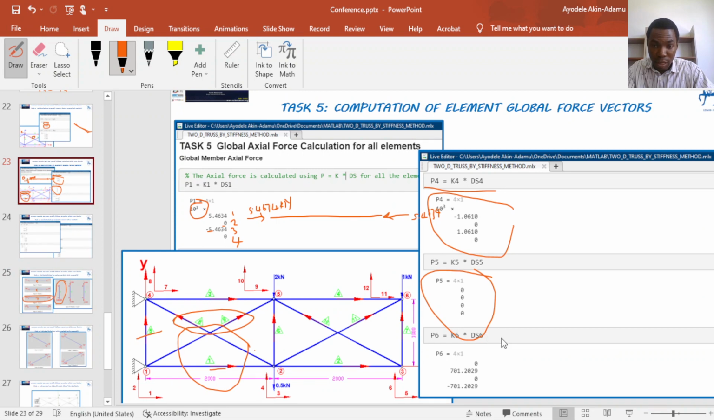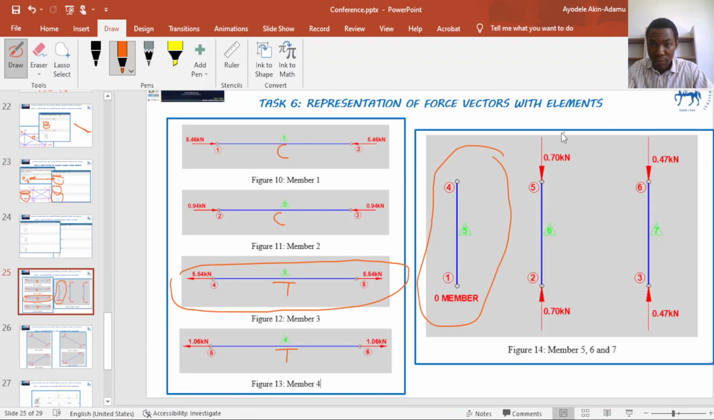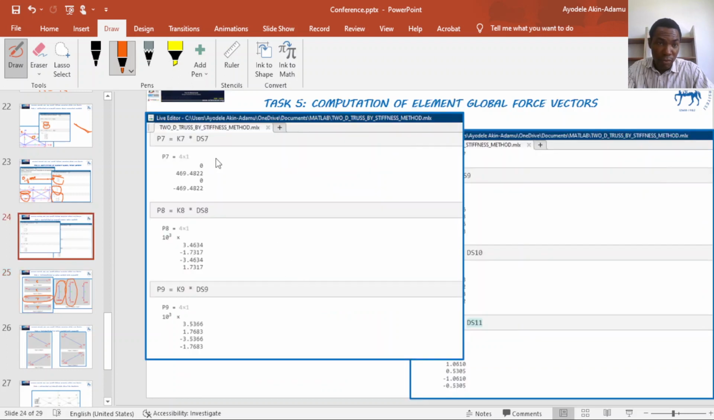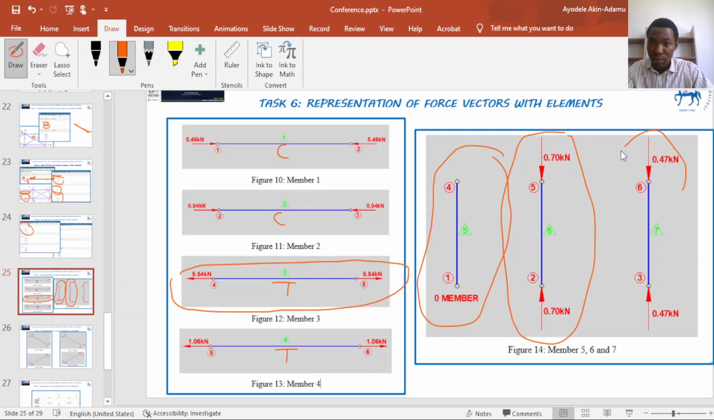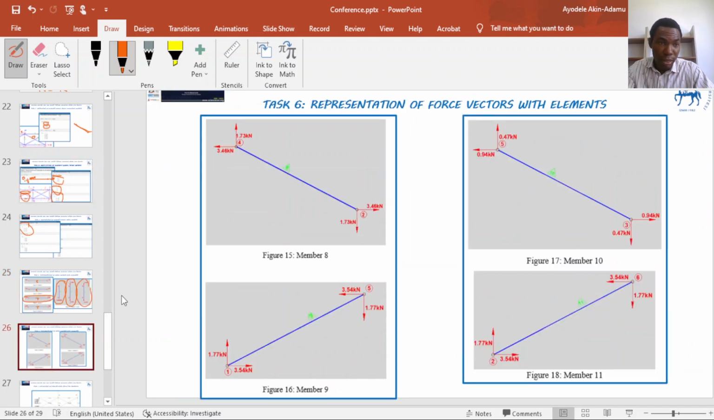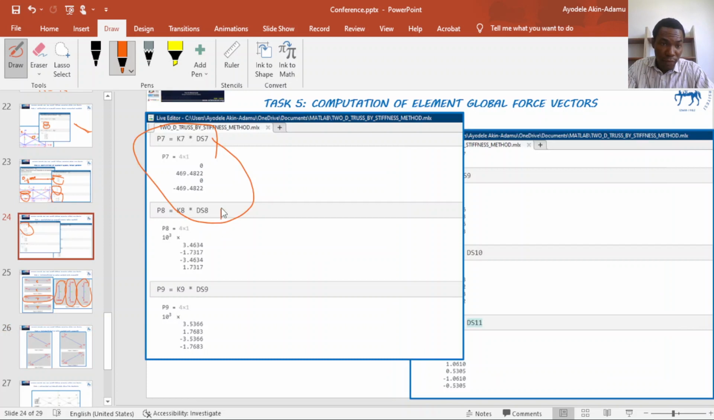For element 6, the force is computed and is defined in this manner. For element 7, the force is computed and defined in this manner. For element 8, this is for element 8 here, it has forces in all the degree of freedom positions.